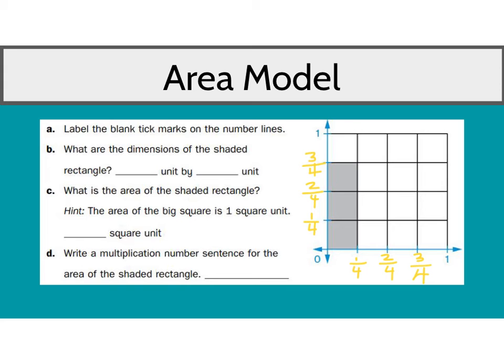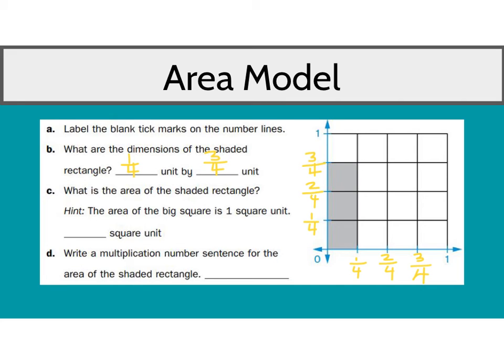We're then going to go to letter B. What are the dimensions of the shaded rectangle, blank unit by blank unit? It's going to be 1/4 of a unit by 3/4 of a unit. If you're wondering where I got those fractions from, this is only one column here. So this is where the 1/4 came from. And the fact that we have 3 of those, we land on 3/4.